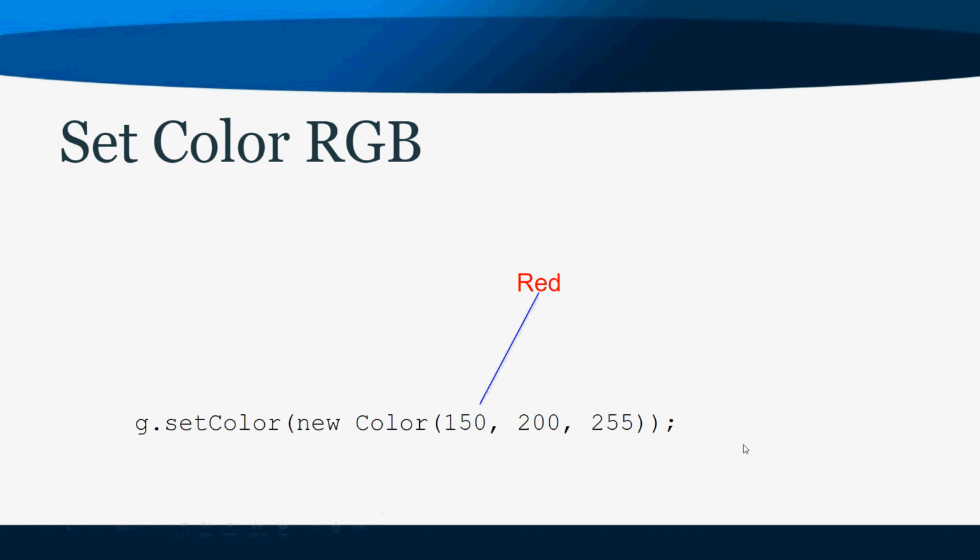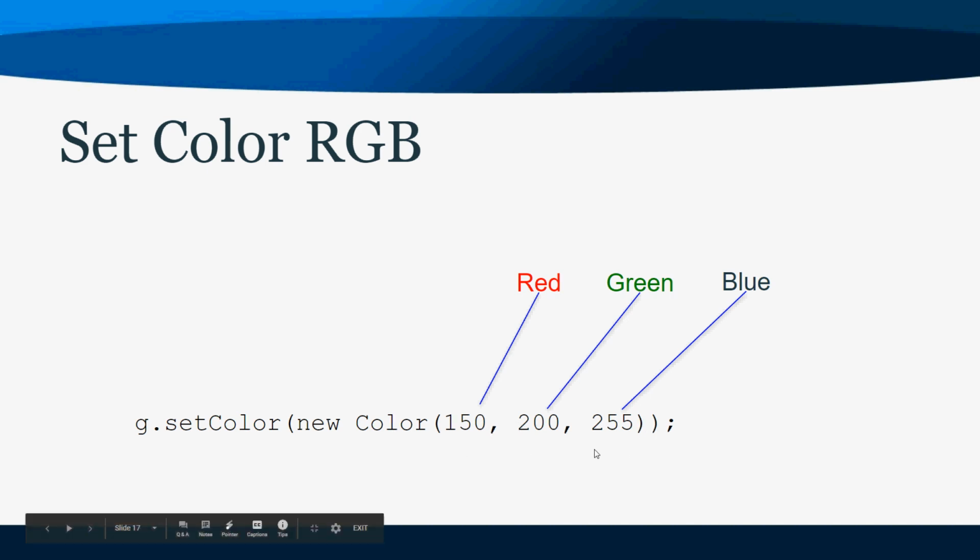The 150 here represents how much red there is, 200 represents how much green there is, and 255 represents how much blue there is. You can usually find these values if you go into Paint or some sort of RGB color program. You can pick a color. The highest number you can have is 255. So if I have 255, 0, 0, the color would be red. And then any combination of colors will get you the color that you want.